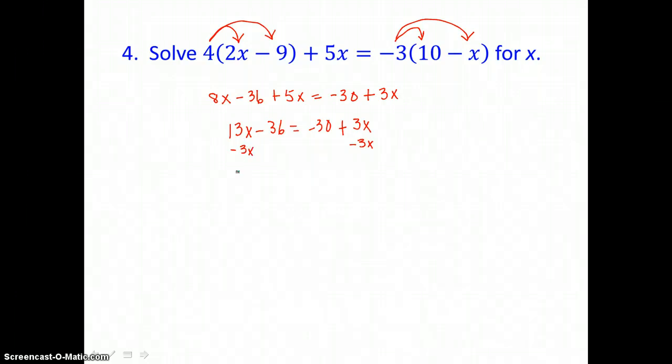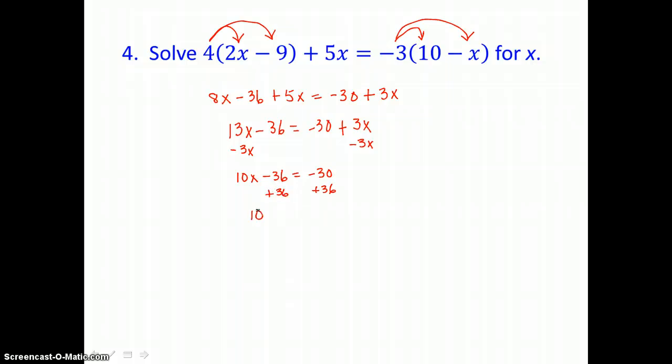13x take away 3x is 10x. So I have 10x minus 36 on the left. On the right I have negative 30. Okay, now I need to move that 36 to the right-hand side, so I'm going to add 36 to both sides of this equation. Negative 36 and positive 36 is 0.